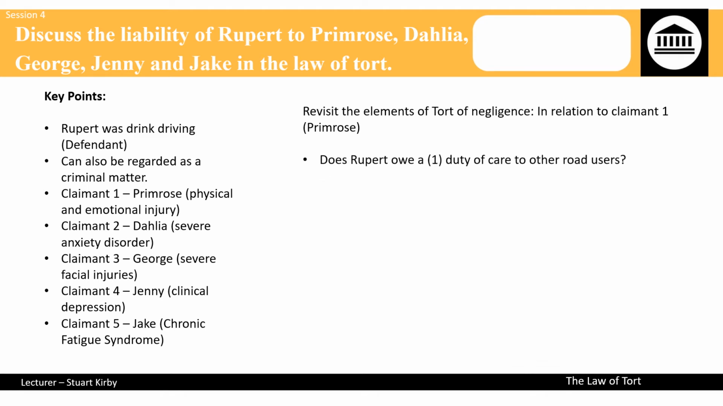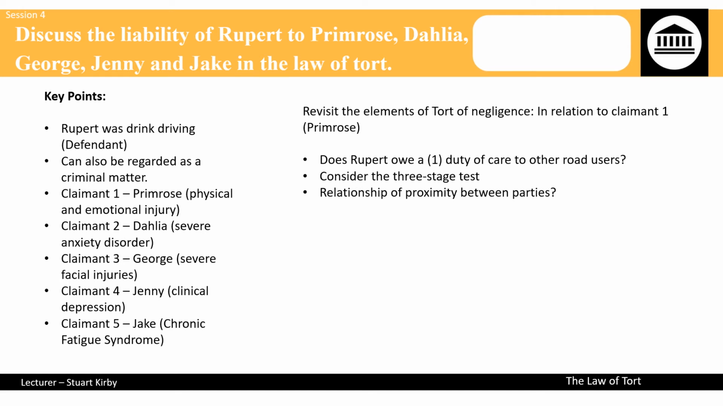It's worth noting what's a good idea to do here. This is why you just want to touch on the elements of tort and negligence very briefly in the introduction. But here, you can examine those elements in a bit more detail in an applied way, obviously to the case of Primrose. So you can ask the question, does Rupert owe a duty of care to other road users? And of course, the answer to that is yes, and we can look then at the 3-stage test.